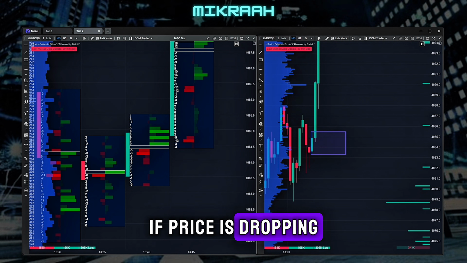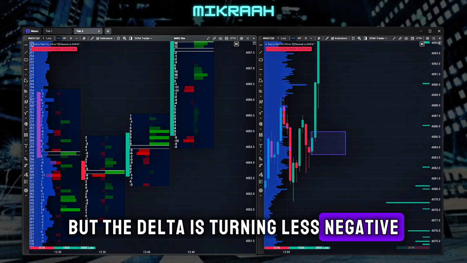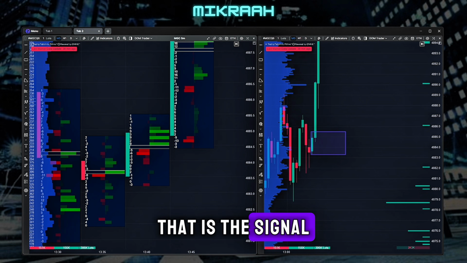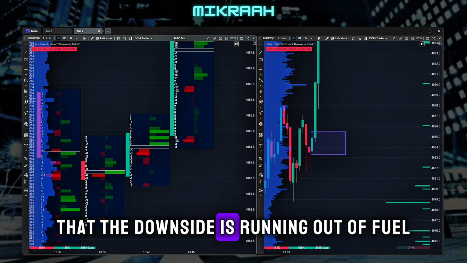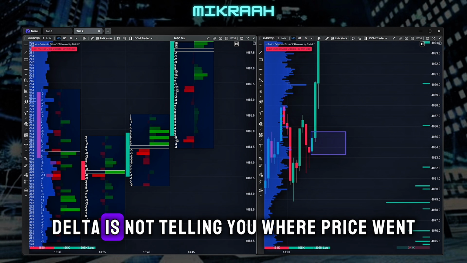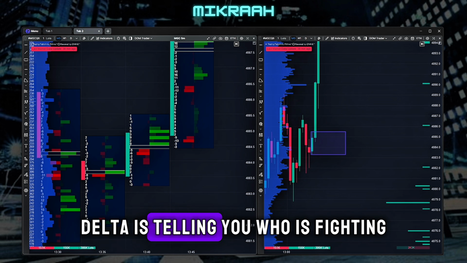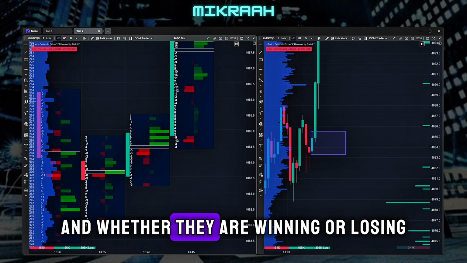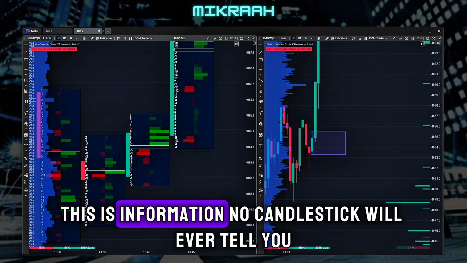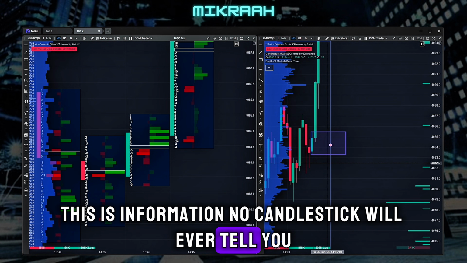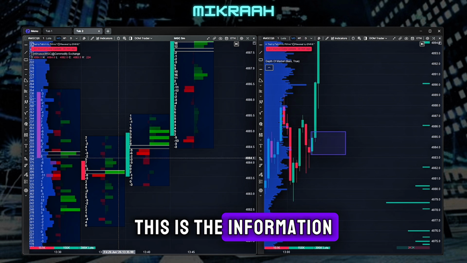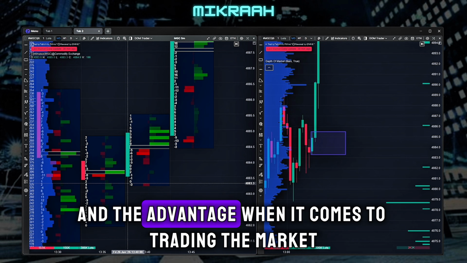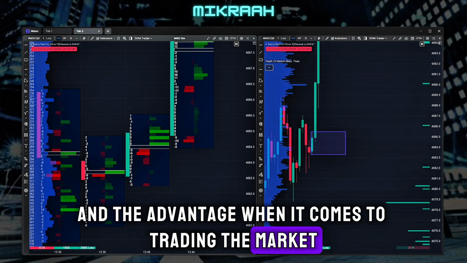If price is dropping but the delta is turning less negative, as in the sellers are exhausting themselves, that is the signal that the downside is running out of fuel. Delta is not telling you where price went. Delta is telling you who is fighting, how hard they are fighting, and whether they are winning or losing. This is information no candlestick will ever tell you. This is the information that will give you the absolute benefit and the advantage when it comes to trading the market.